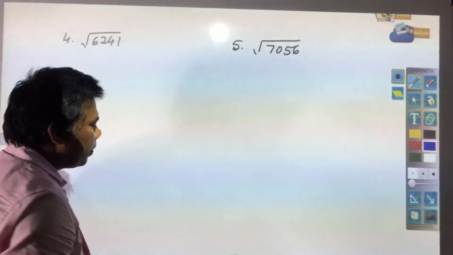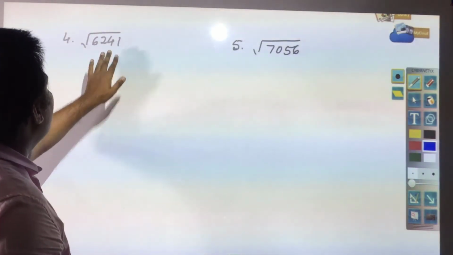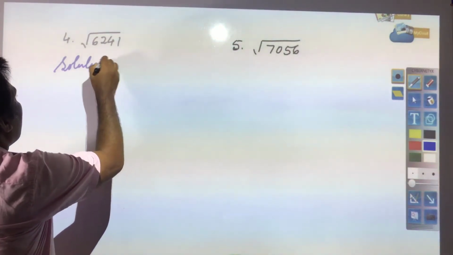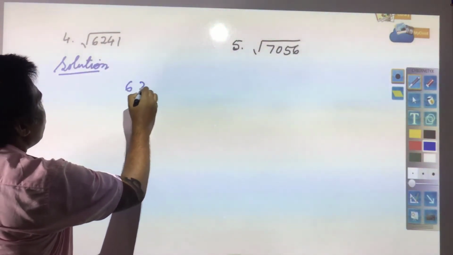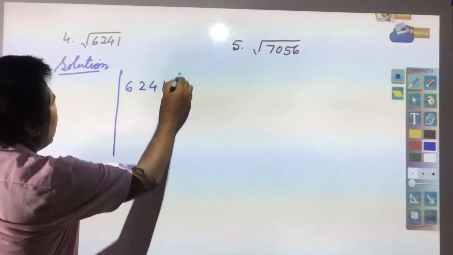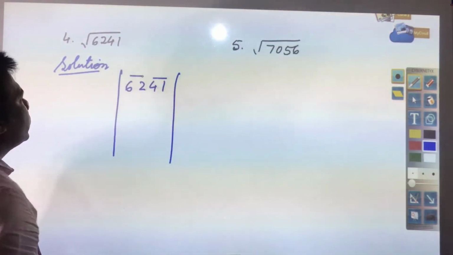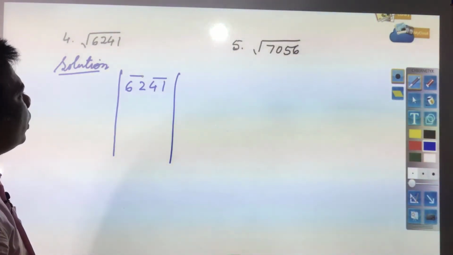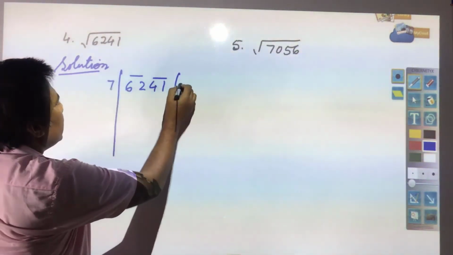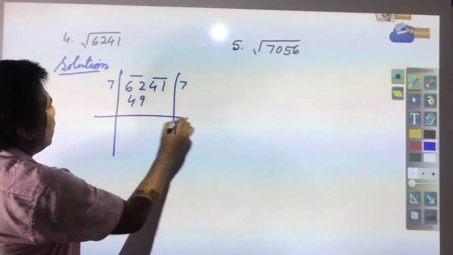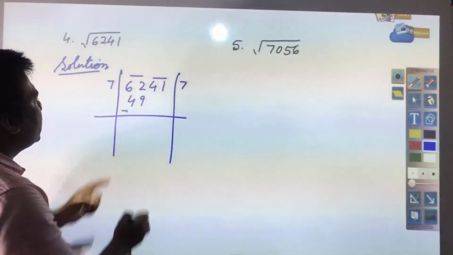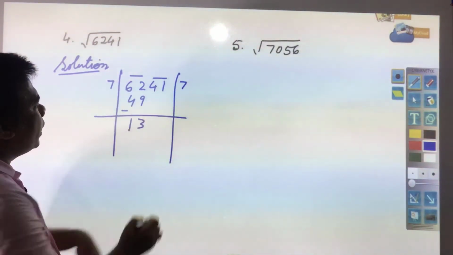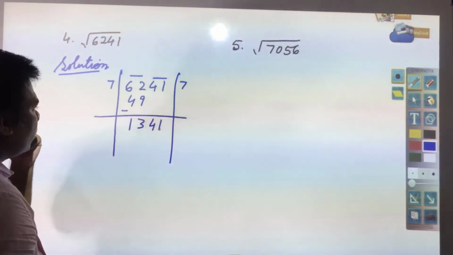Next you see 6241 you have. Here you see which number will be required over here. So, 8 8s are 64, that will be bigger. So, 7 7s are 49 we will take. You subtract this, 12 minus 9 is 3 and 5 minus 4 is 1. Next period is required to be taken down, you have got 41.